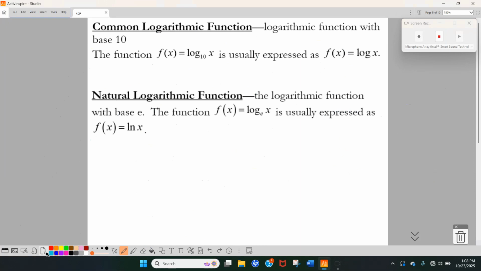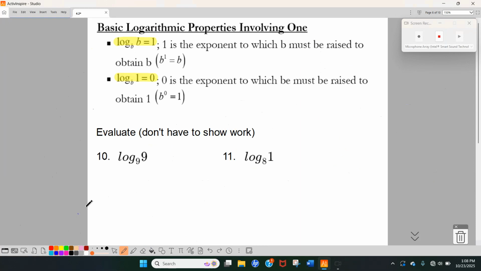All right. So we're going to do a couple of things with just some basic properties. We'll get lots more properties in 4.3. These are just basic ideas that are really like common sense once you understand the concept. So anytime the base and the argument match, the answer is 1 because b to the what is b. It has to be 1. So like down here for this one, 9 to what power is 9? Well, obviously 9 to the first is what's going to work there.